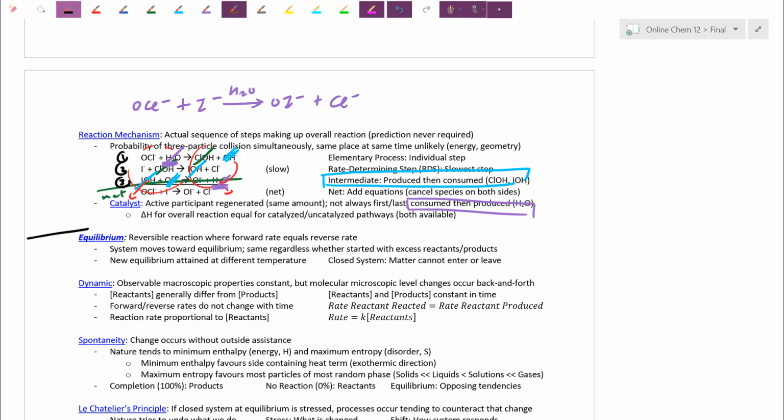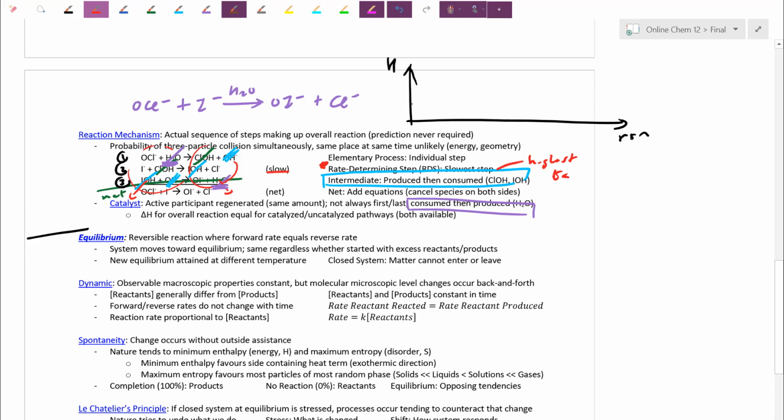Being a 3-step mechanism here, all 3 steps are going to have an activation barrier. Let's use a reaction coordinate here. Every step is a reaction in itself. Every step has an activation barrier. There is going to be one step that's going to be slower than the other 2. This step is going to be called the rate determining step, or RDS. This is the one that's the slowest because it actually has the highest activation barrier.